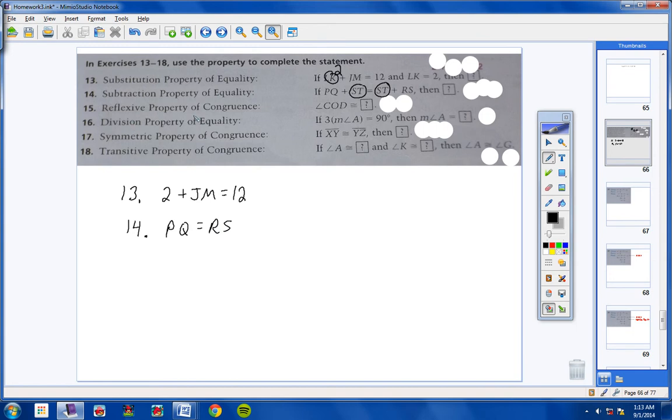Moving on to number 15, the reflexive property of congruence. Angle COD is congruent to, well, that's pretty simple. Reflexive property just means A equals A, or A is congruent to A, so angle COD is congruent to angle COD. Okay, moving on to number 16, the division property of equality. We have 3 times the measure of angle A equals 90, and if we divide both sides by 3, we're left with the measure of angle A equals 30 degrees.